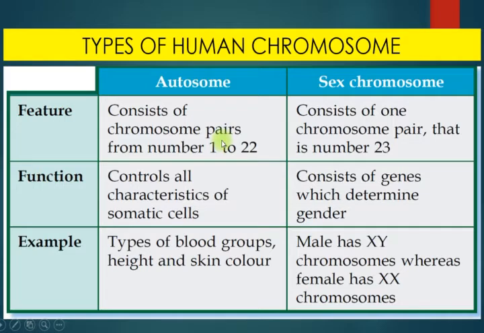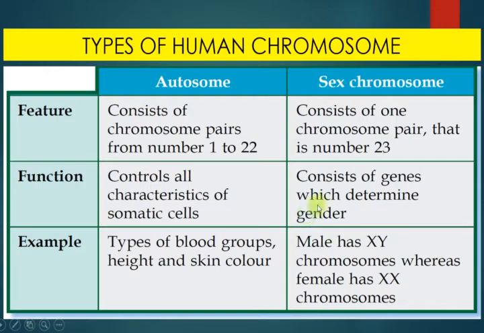The first pair until the 22nd pair are autosomes, and the 23rd pair is the sex chromosomes. So what is the function of the autosome? Autosomes control all the characteristics of the somatic cell, and the sex chromosomes consist of genes which determine the gender or sex of the human.